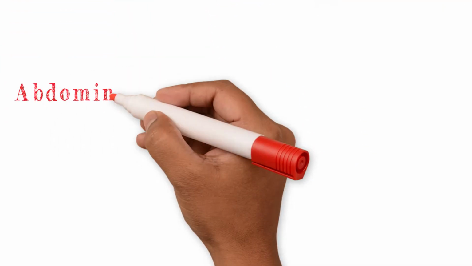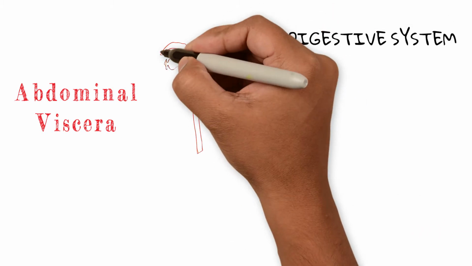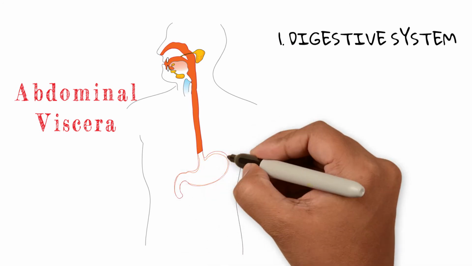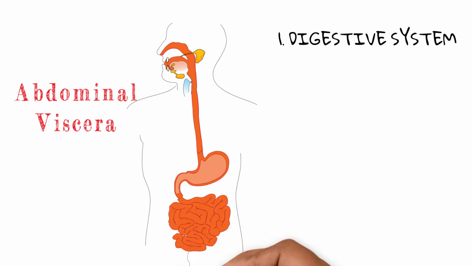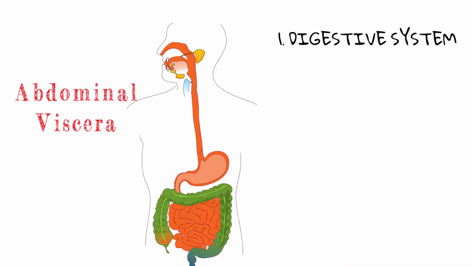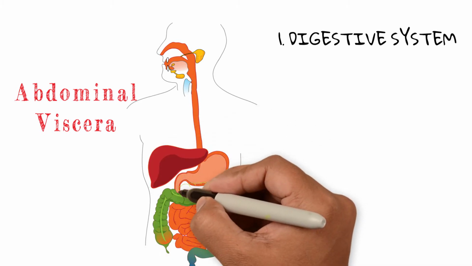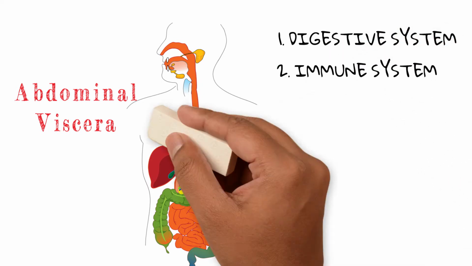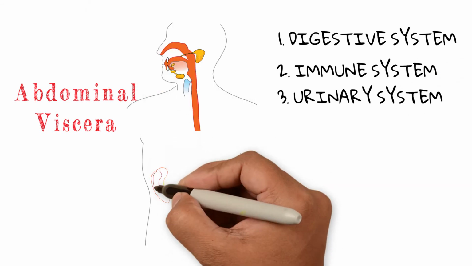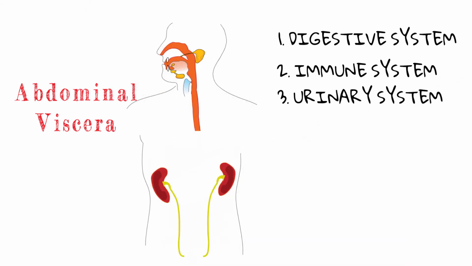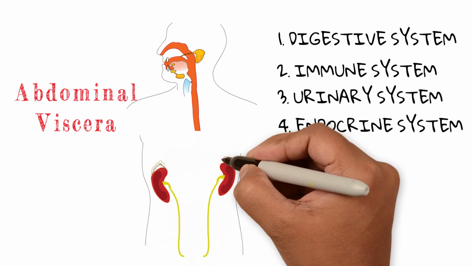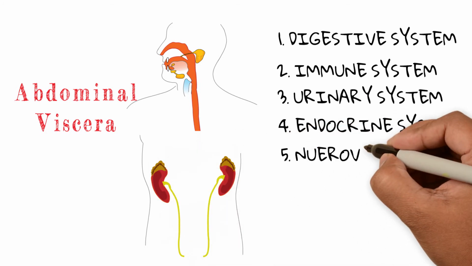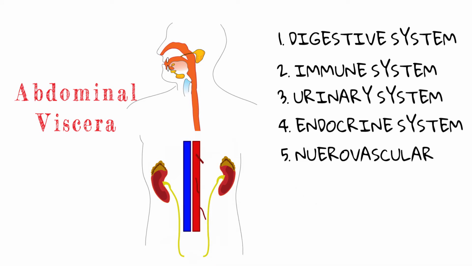So what are the contents of the abdomen? Well, we call them the abdominal viscera. So which are they? Representing the digestive tract, we have the esophagus, the stomach, small intestine, the large intestine also known as colon, the liver, pancreas, and gallbladder. As part of the immune system, we have the spleen. As part of the urinary system, the kidneys and ureters. As part of the endocrine system, the suprarenal glands. And finally, a lot of arteries, veins, and nerves.